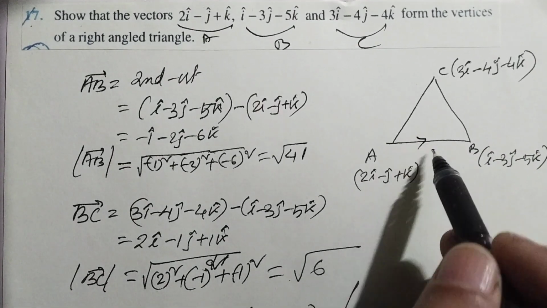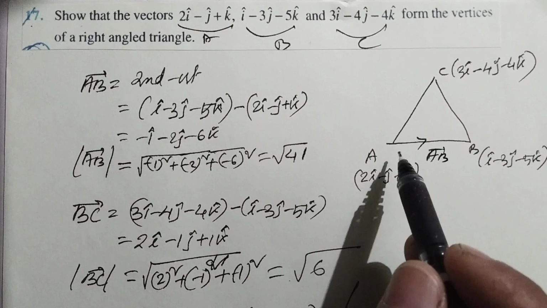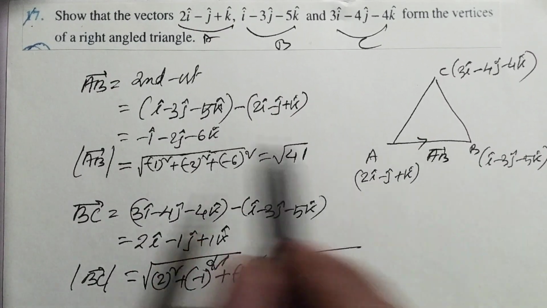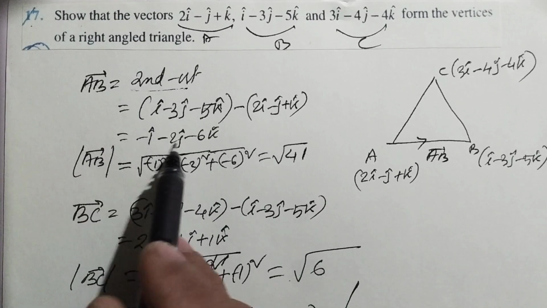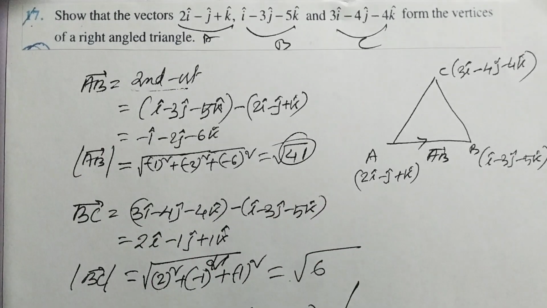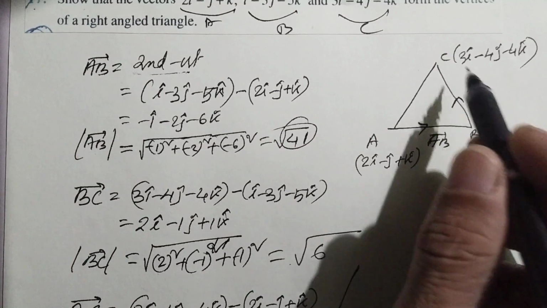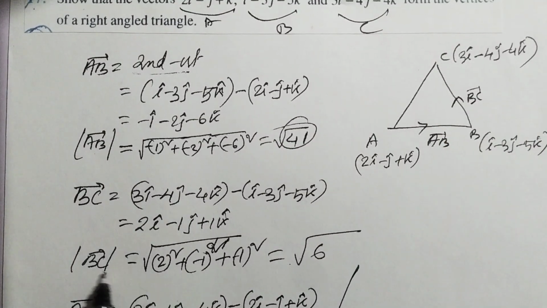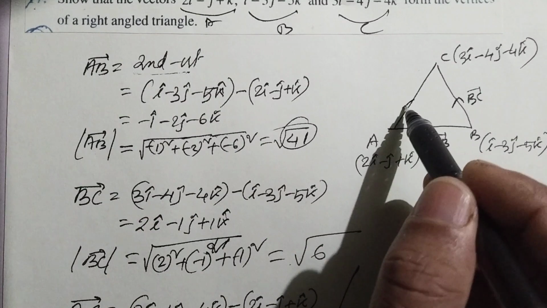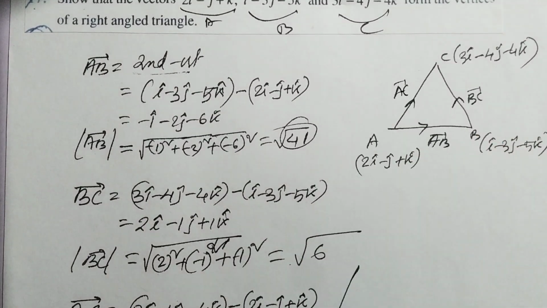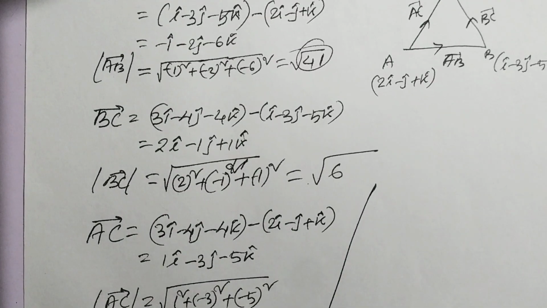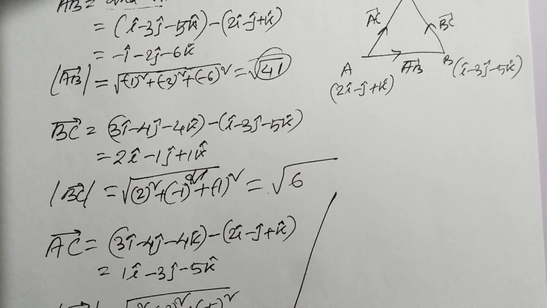So at first we are finding AB vector, AB representing one side. It is found by second minus first. I have got AB vector, and its magnitude also I have found. Then another is BC, B to C, again second minus first we have found here. We found its magnitude also. Then another A to C, again second minus first, we have found the magnitude. Now this is one magnitude, another.